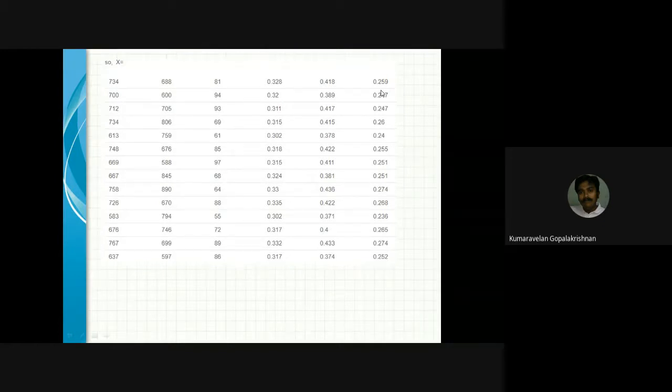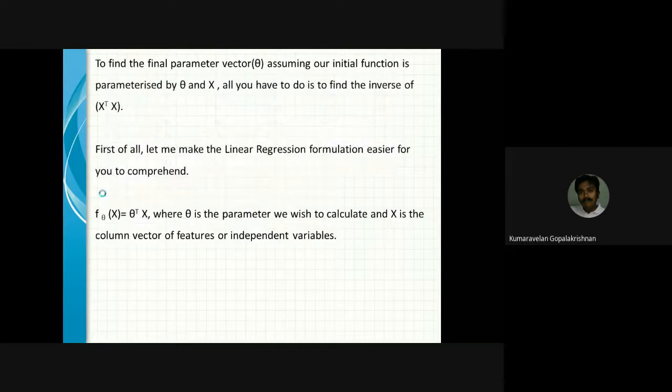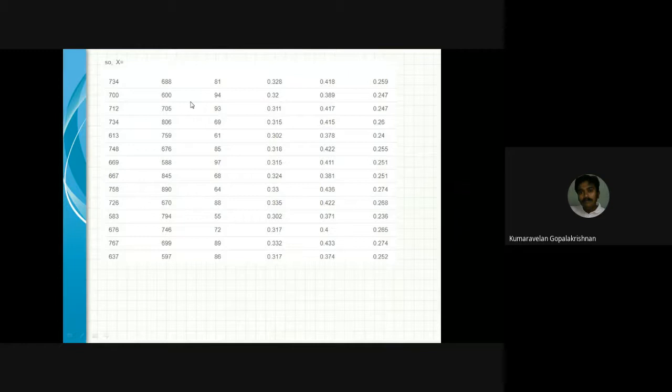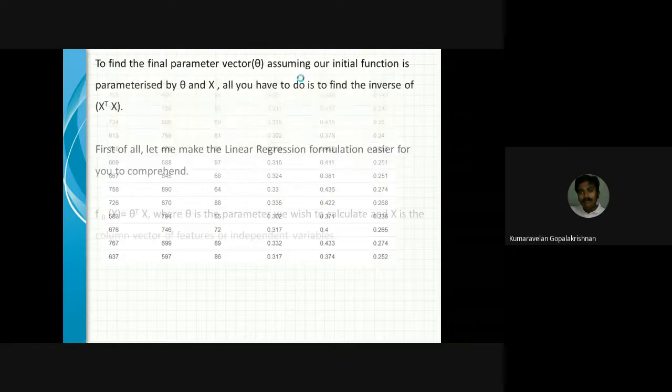Now what I am going to do is find the parameter for each feature with respect to all the 14 instances. That is my job as a data science person. But now I am expressing everything mathematically. Ultimately we are going to find the final parameter vector theta, that is the corresponding weight with respect to all these features. That is my theta.